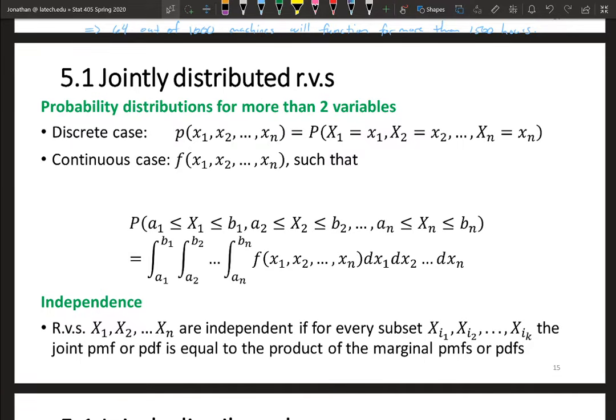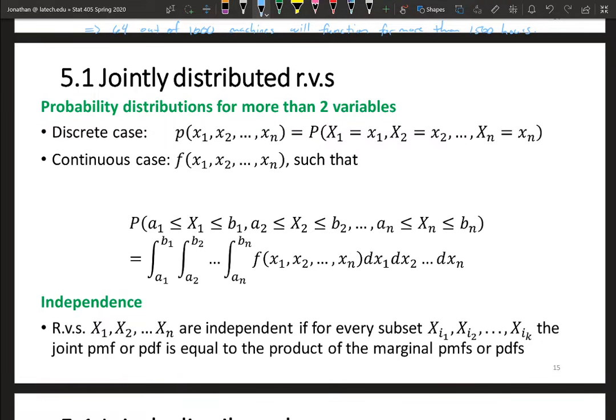So just a generalization, you don't necessarily have to just have 2 random variables. You might have 3, 4, 5, n random variables. And they may all be connected somehow. They may not all be independent. So we have to be super careful. And what we need to do is basically have an n-dimensional integral.